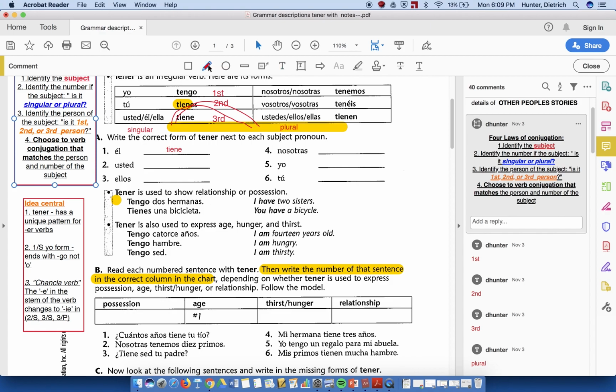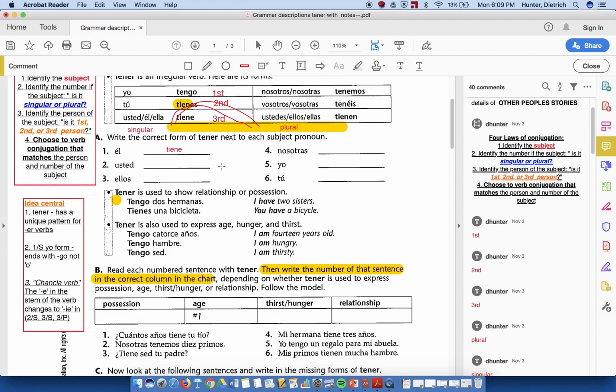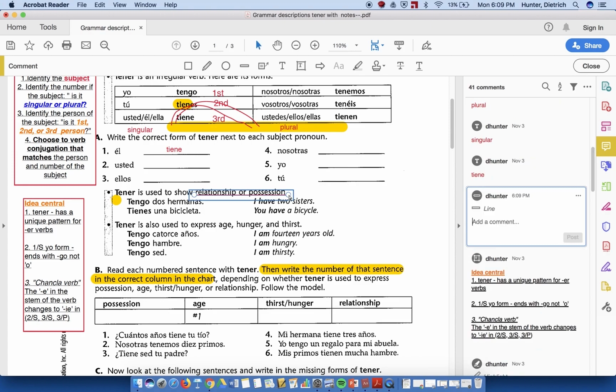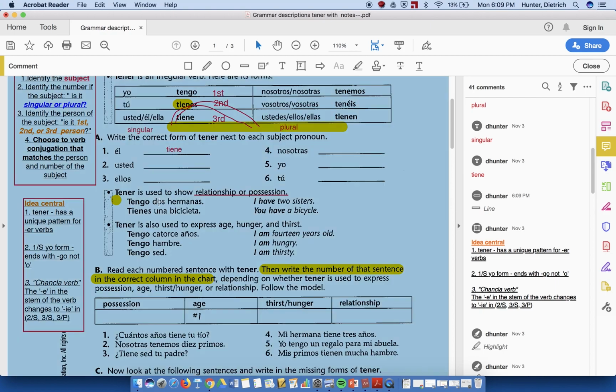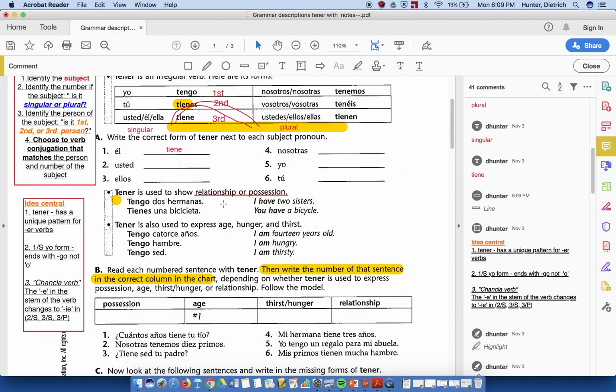I want you to highlight where it says relationship or possession because this is one of the uses that we'll cover in class. Relationship and possession go hand in hand, and those are things that sound like this. Tengo dos hermanas, I have two sisters. Tienes una bicicleta, you have a bicycle. Okay? When we're talking about relationships, we usually will express the number with una, or we will use an actual number, in this case dos for two.